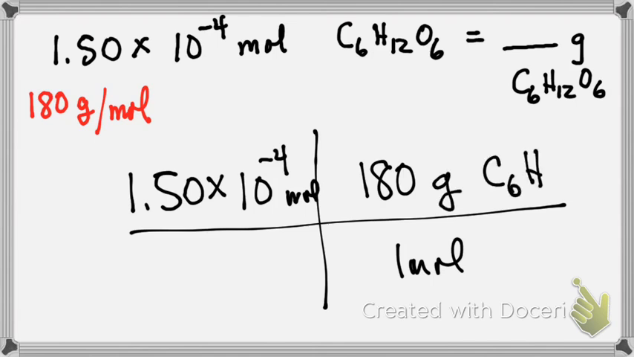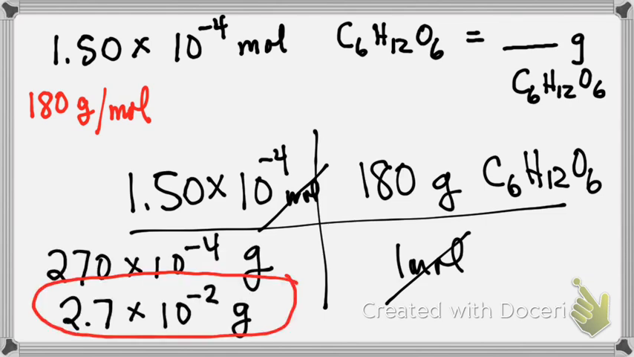Notice when I go from moles to grams, I multiply by the molar mass. But when I go from grams to moles, I divide by the molar mass. And of course, moles will cancel. And now all I have to do is to simplify this expression. So when I simplify the expression, I get 2.7 times 10 to the minus 2 grams.